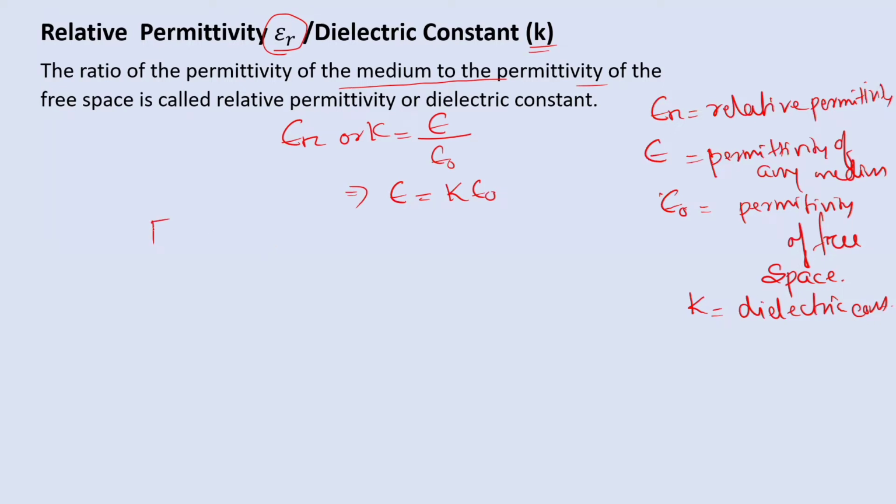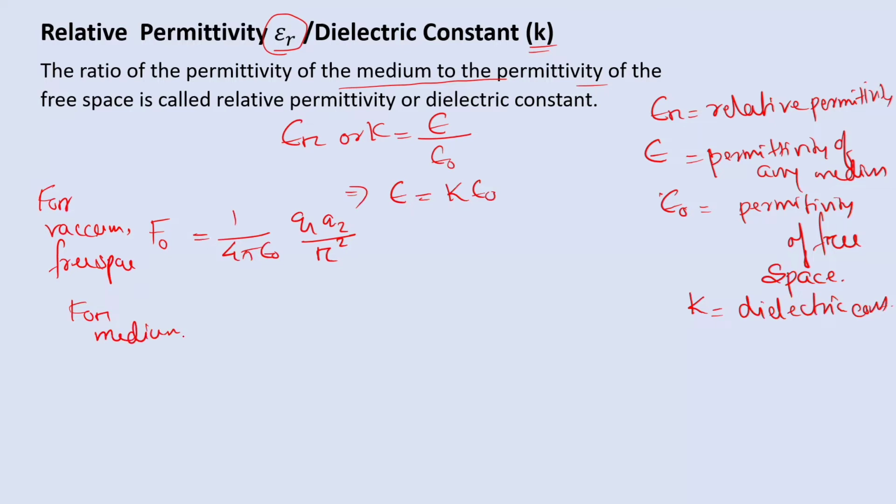We know the force for vacuum, or you can say free space. The formula of force is 1 by 4 pi epsilon naught q1 q2 by r square, right? And for medium, you have Fm, which I'm writing as 1 by 4 pi epsilon m q1 q2 by r square. As I said, this can be denoted as epsilon m also.